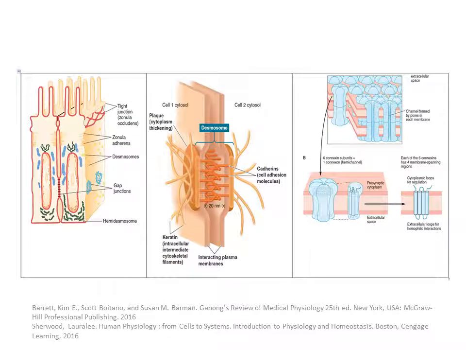These diagrams can help you visualize the cell junctions and remember them easily. In the first diagram, you can see the tight junctions, which are known as zonula occludens, zonula adherens, desmosomes, gap junctions, and hemidesmosomes. Hemidesmosomes anchor the cell to the extracellular matrix. In the second diagram, you can see the desmosomes. They are also known as spot adhesions, and they are associated with cadherins. Cadherins are cell adhesion molecules, and they are also associated with the intermediate filaments.